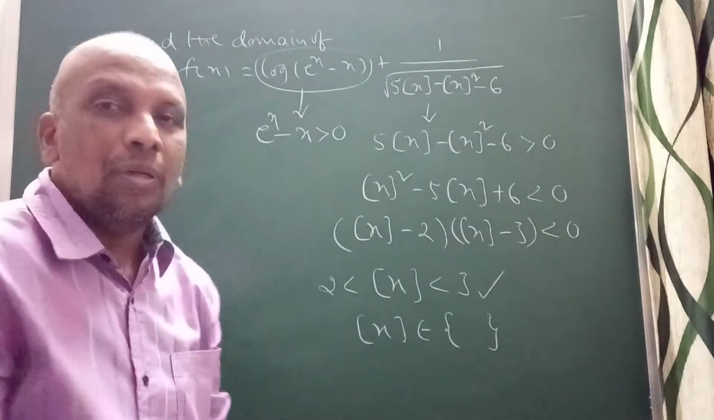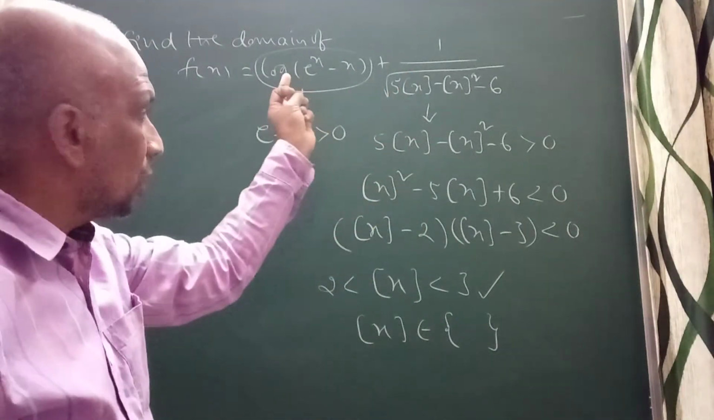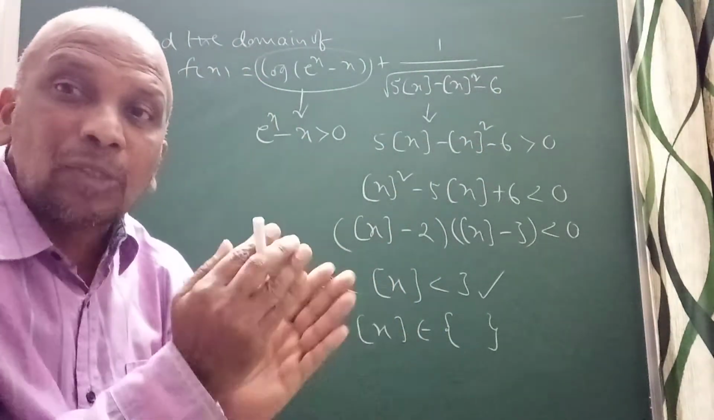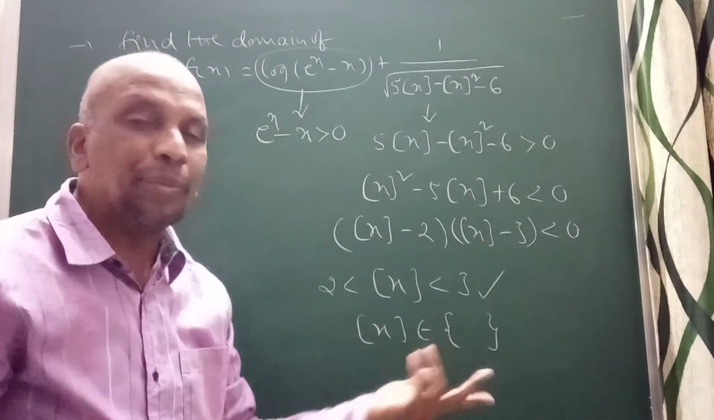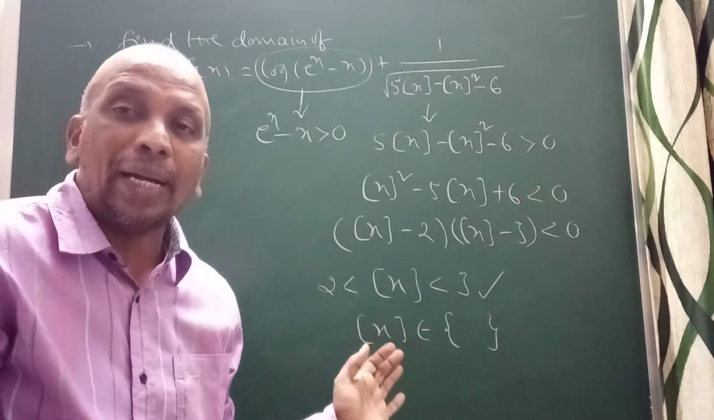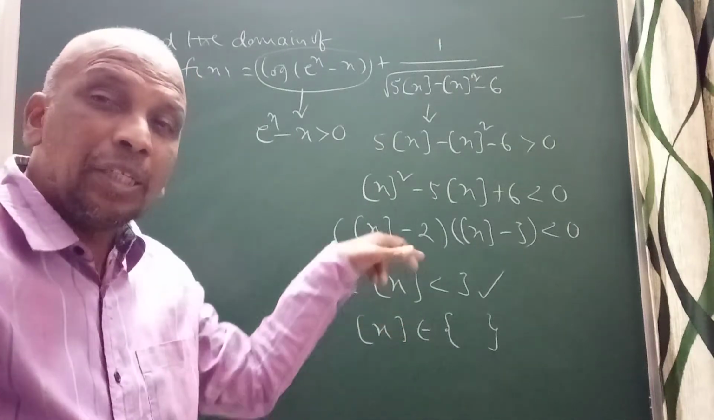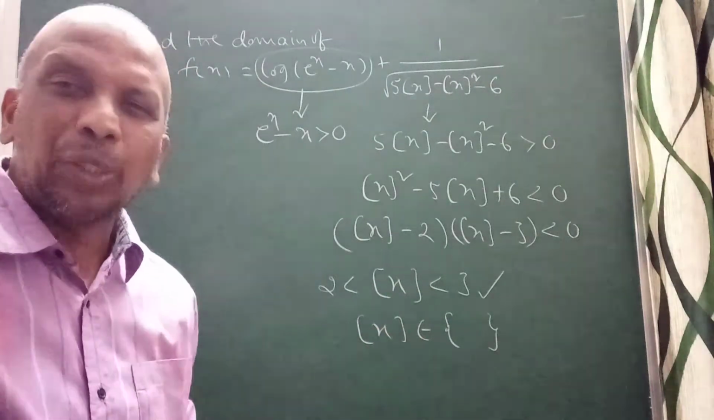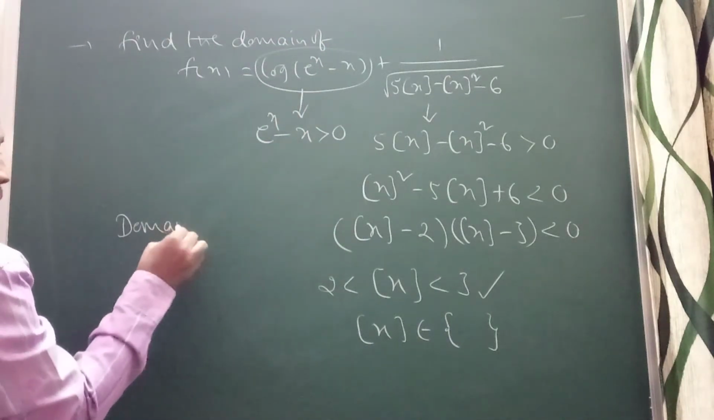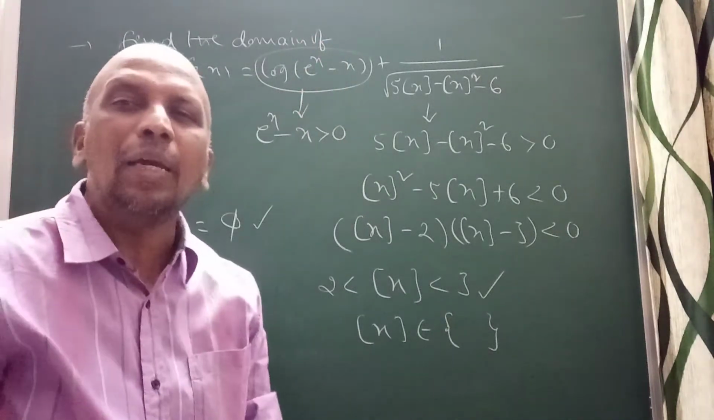Then what is the common domain? The empty set. You are finding the common domain, so the x value should satisfy both. Here we got the empty set, so [x] belongs to the empty set. There is no such x to satisfy between 2 and 3, because here an integer should exist, and there is no such integer between 2 and 3. So the domain of the entire problem is the empty set. The domain of this function is the empty set.